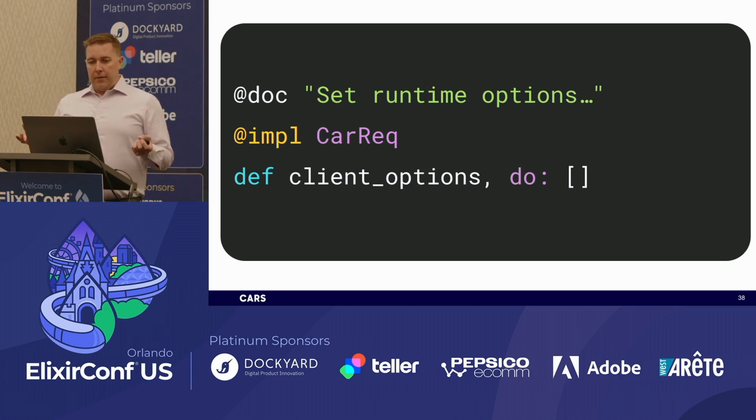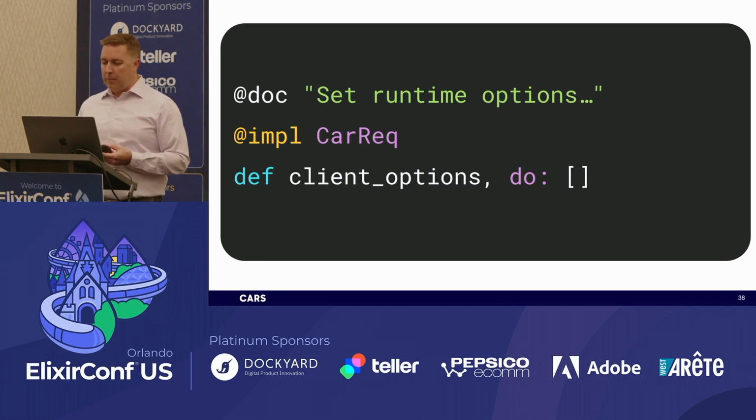The client options is the one callback that remains in carre. It provides a means for the client to set any values that might need to be based on application configuration. And it helps mitigate the risk of configuration that may or may not update based on changes to system environment.